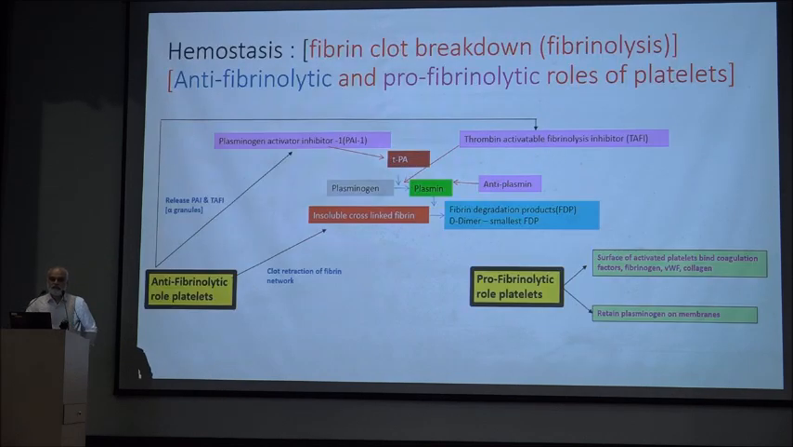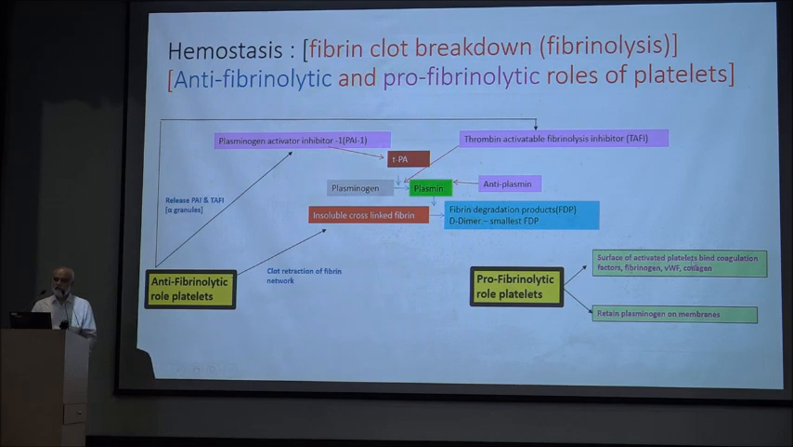Now, at this step also platelets are very important. Again, primary and secondary hemostasis are feeding into each other. There is an anti-fibrinolytic role for platelets by activation of these two inhibitors, and there is a clot retraction of the fibrin network also, and there is also a pro-fibrinolytic role of platelets.